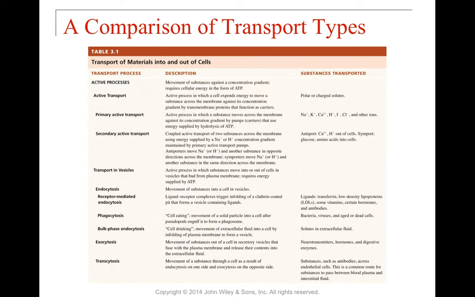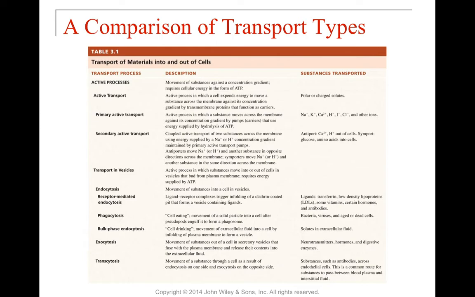Now we have active processes. We have a couple of different types of active processes. Active transport is when we are expending energy, usually in the form of ATP being broken down into ADP, and that's going to allow us to move some substance across the membrane against the concentration gradient. Again, normally where we'd be going from high to low, that's what it wants to do. So against that gradient would be from low to high, and it would require energy to do that.